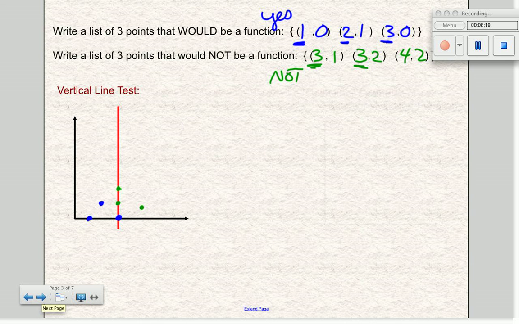function. I'm going to stop it now because of the time limit, and I will pick up where I leave off in the next video.